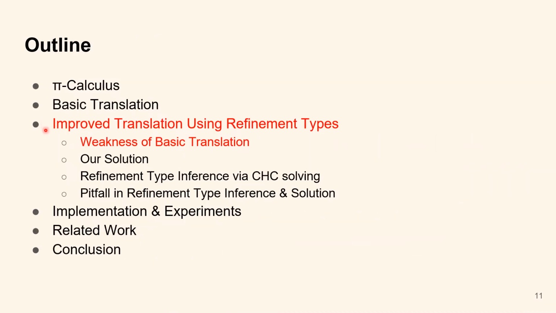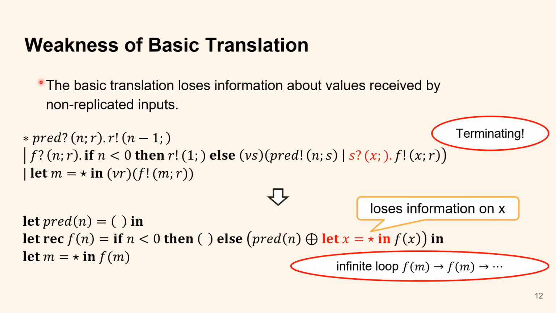Next, we will explain an improved translation using refinement types. At first, we discuss a weakness of the basic translation. The basic translation loses information about values received by non-replicated inputs. For example, let us consider this process.